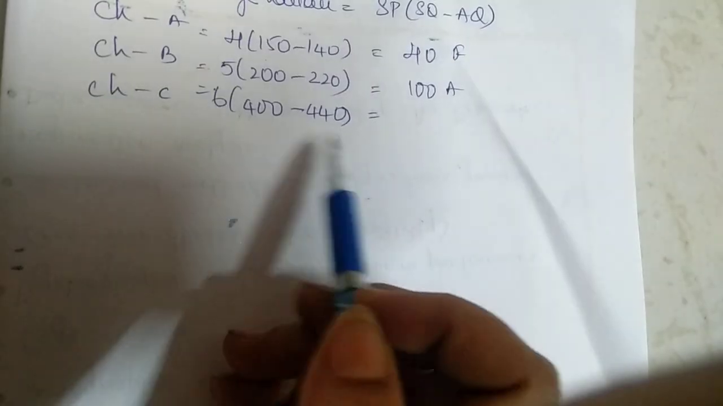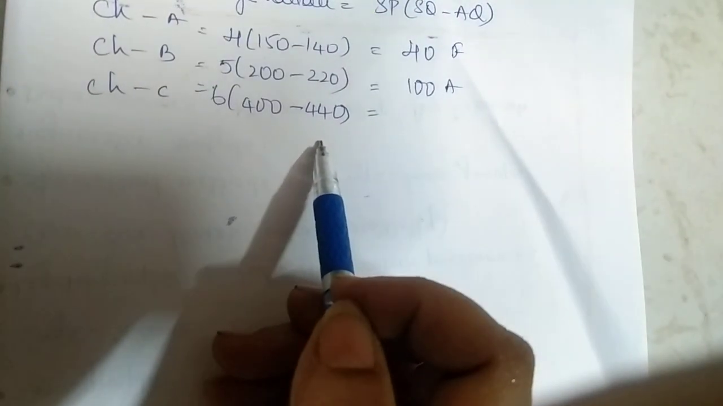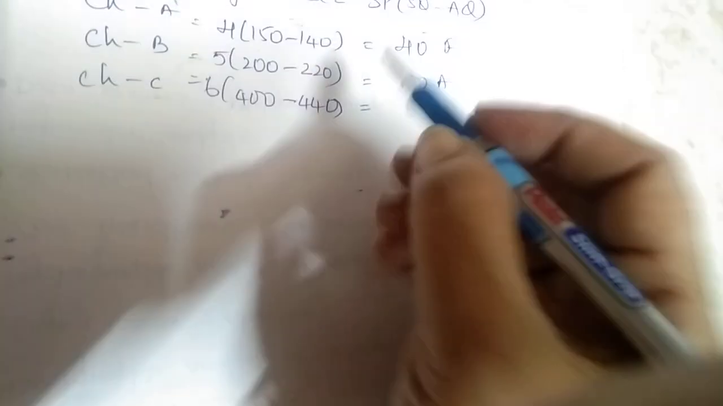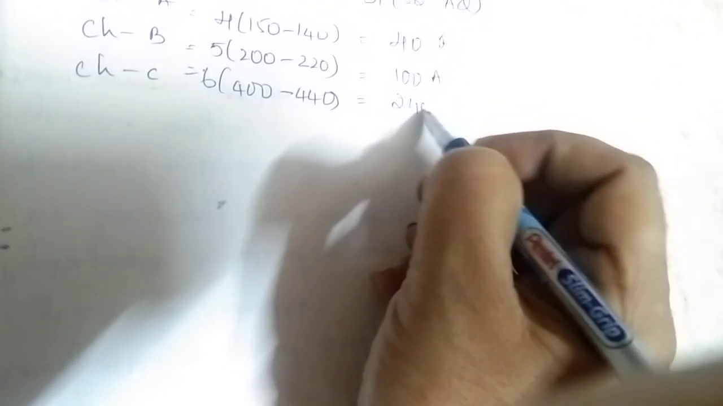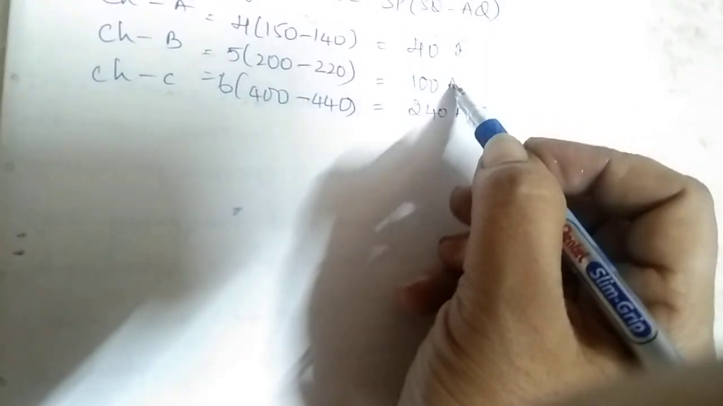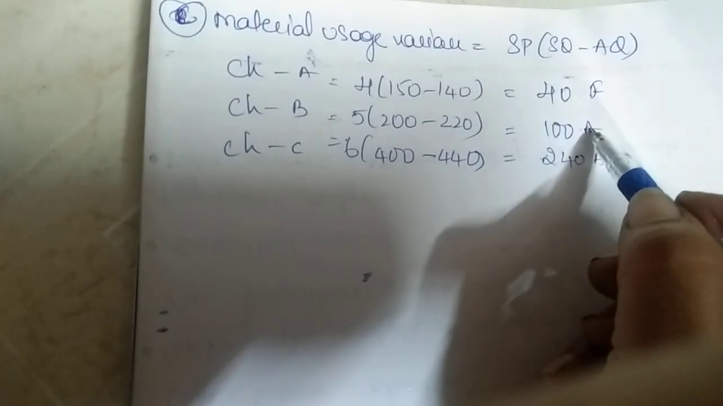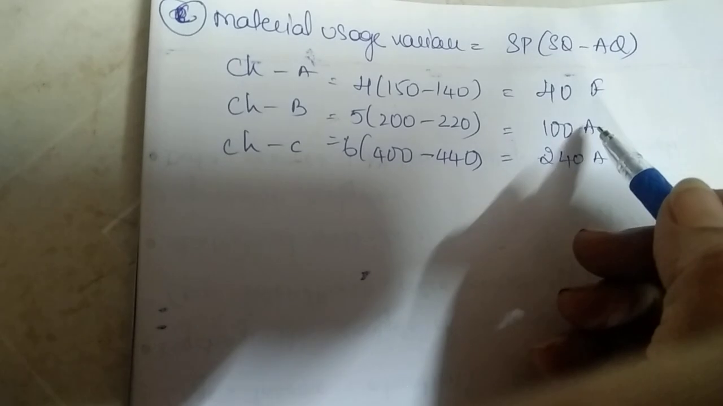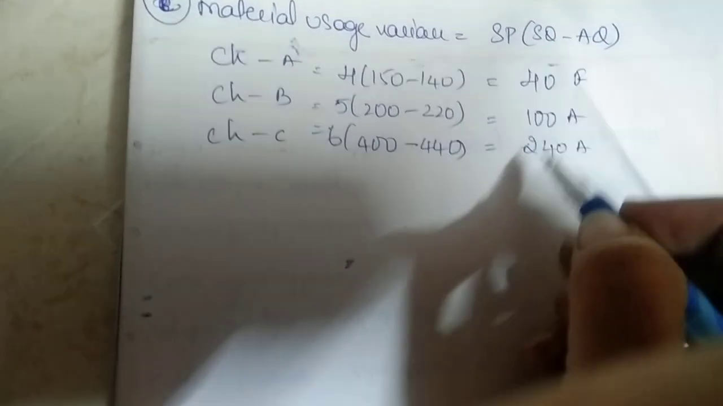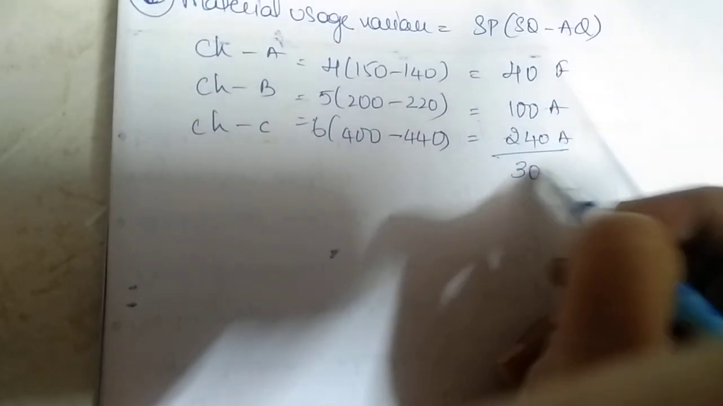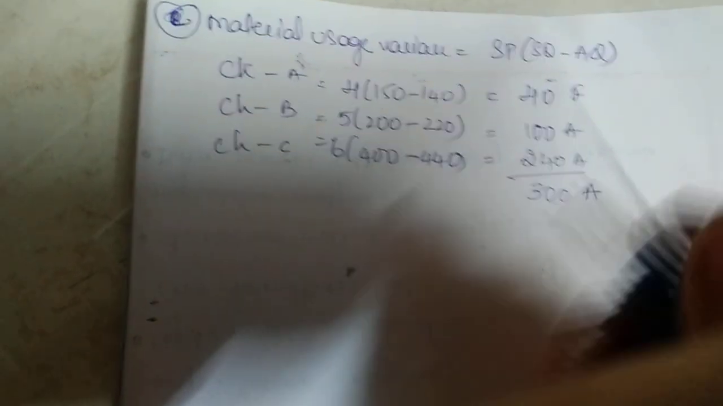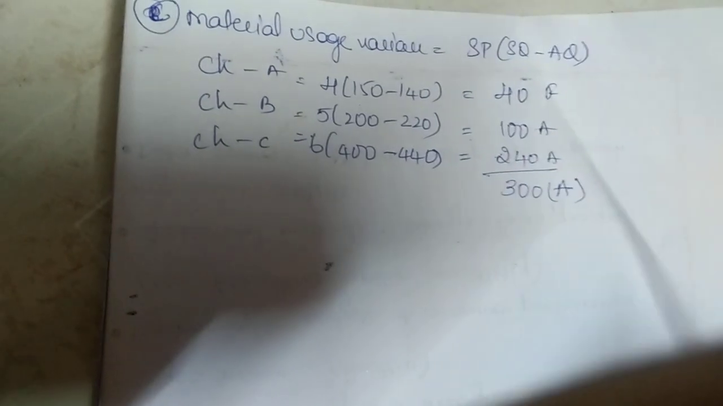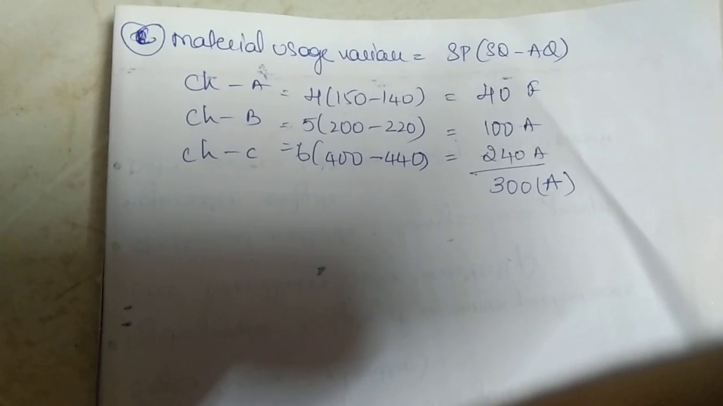And then 400 minus 440, it is going to be minus 40, which is multiplied with 6. I'm going to get 240 adverse. So two minuses when I add, it is going to be 340. 340 minus plus 40 is going to be 300 adverse. So this is how I'm going to find out my usage variance.